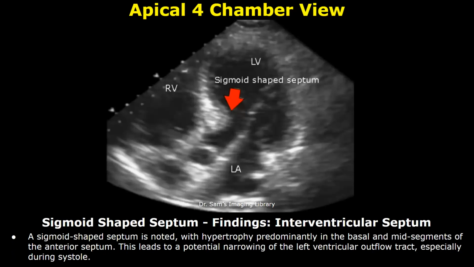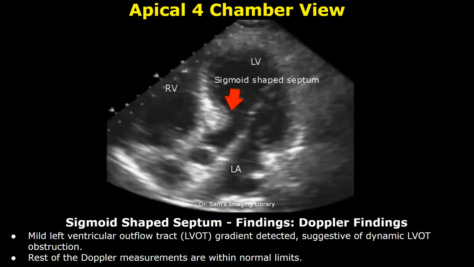These are the findings in the interventricular septum. A sigmoid-shaped septum is noted with hypertrophy predominantly in the basal and mid segments of the anterior septum. This leads to a potential narrowing of the left ventricular outflow tract, especially during systole.